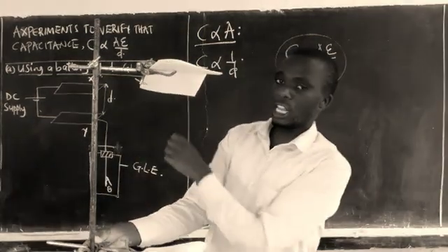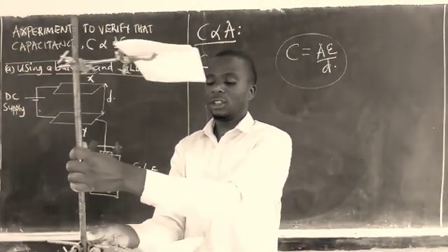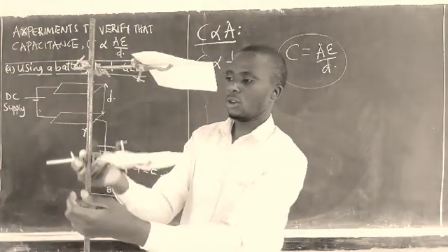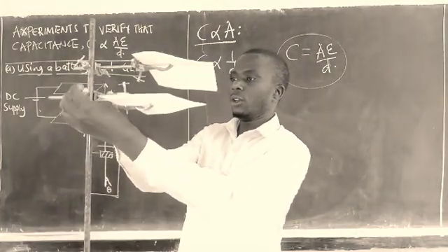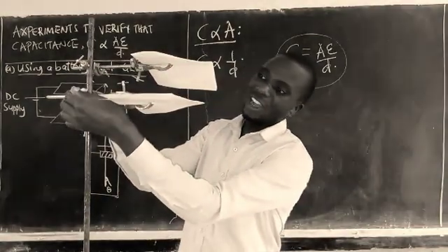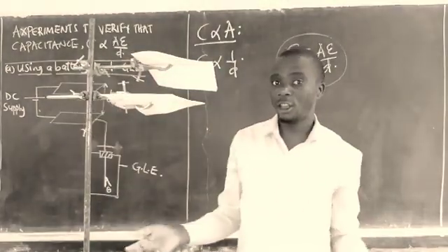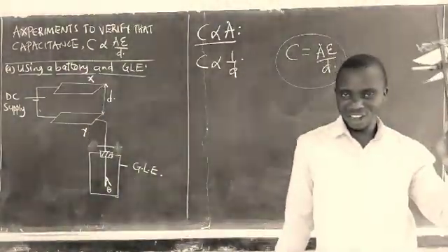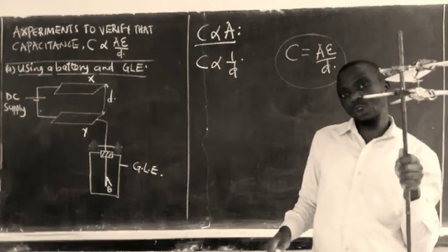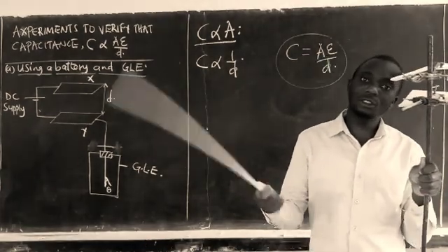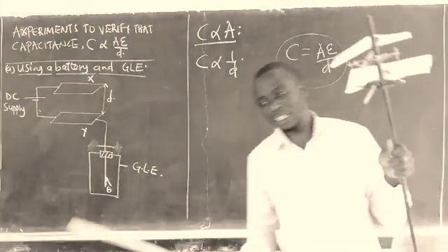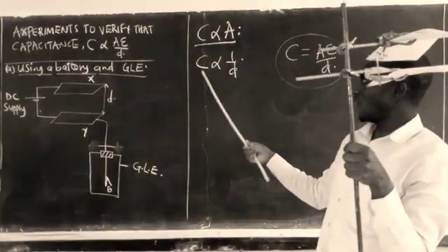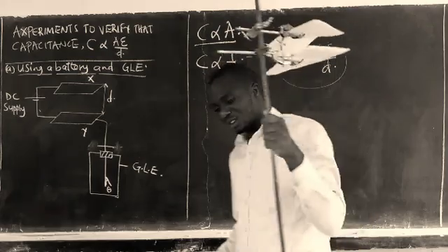You'll find that the deflection is reducing. And when you reduce D, you'll find that you are getting a high deflection on the GLE. What does that mean? That means that as you increase the distance, capacitance reduces, and as you reduce the distance, capacitance increases. Therefore, capacitance is inversely proportional to D.